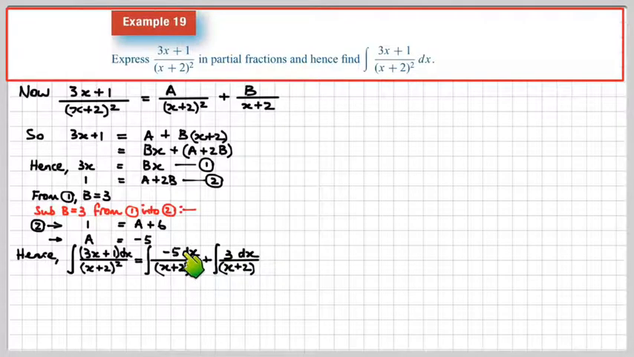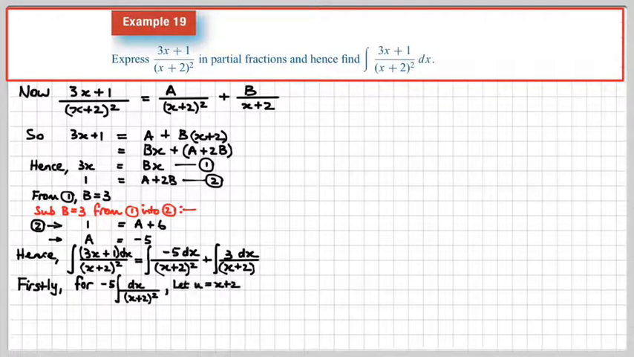I've written these as two separate integrals because they are two separate processes to get the results, so I'll have to consider them separately. This one's nice and easy, that's just 3 times log base e of the modulus of x plus 2. But for this one here, I'm going to have to get Mr. U to ride in on his white charger and come to our rescue. Hello, Mr. U, are you there? Come in, Mr. U. Good for you, Mr. U.